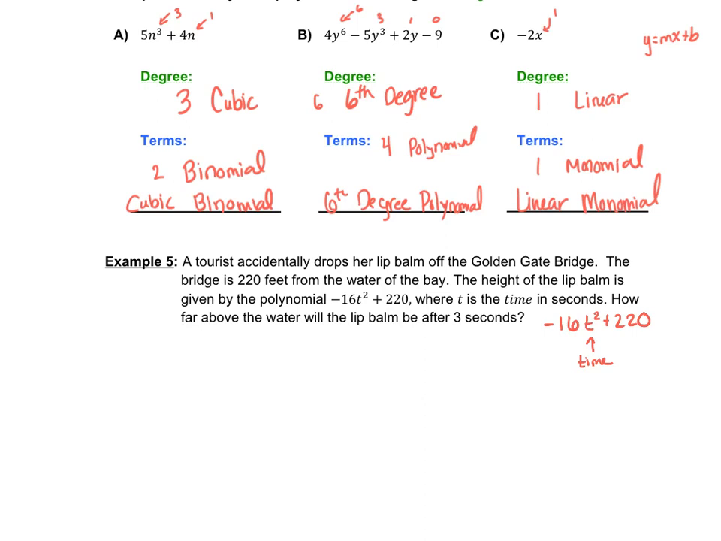Well, I'm just inputting that time of 3, so it's negative 16 times 3 squared plus 220. We need to be careful of PEMDAS here. So it's parentheses first, there's nothing to do in parentheses, but it's the exponent that's happening next. So 3 squared, which is 9. So this is negative 16 times 9 plus 220. Then I have to do multiplication or division next. Negative 16 times 9 is negative 144, plus 220. And our final answer will be positive 76.